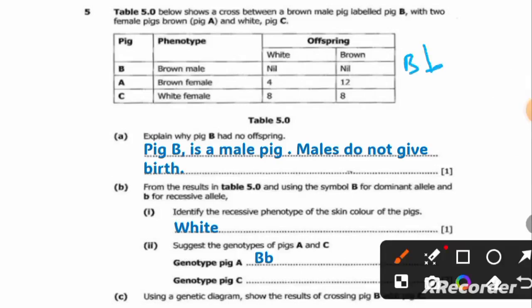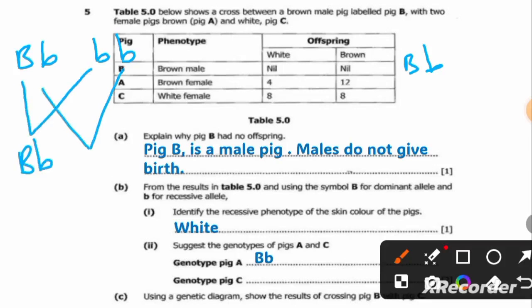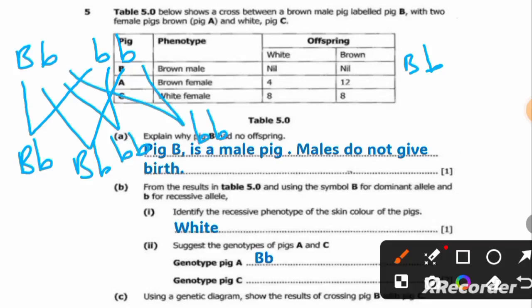So for us to have a 1-to-1 ratio, we need to cross heterozygous dominant and homozygous recessive. We cross this one and this one, we are going to produce an offspring with the brown color. We cross this one and this one, we produce brown again. We cross this one and this one, we produce an offspring with the white color, and the same for the last cross.